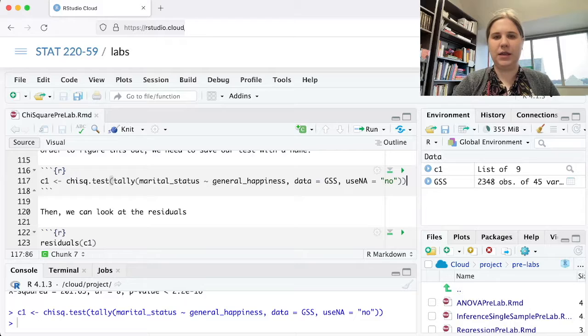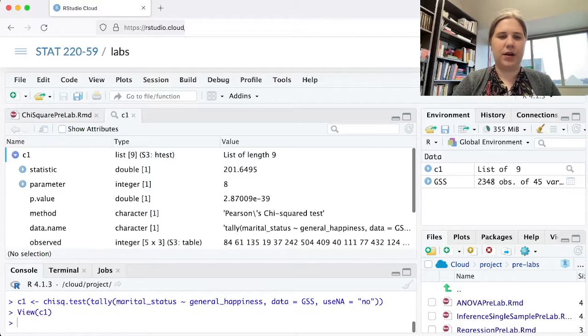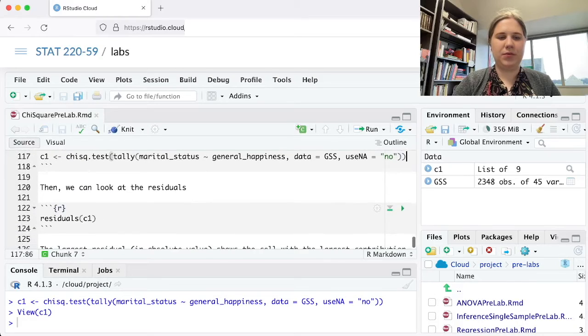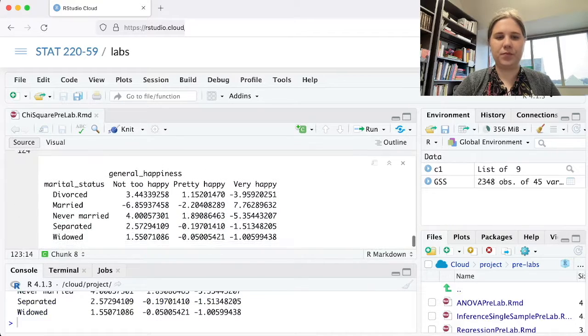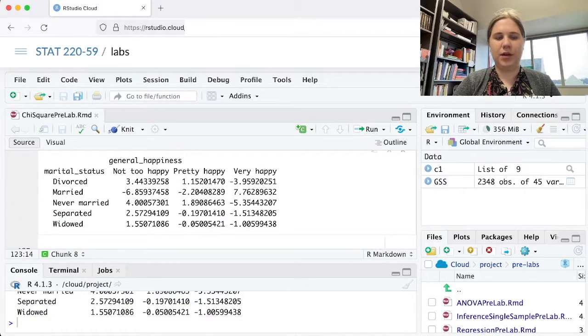And that lets me get at stuff that sort of comes along with that model or that test. You could click on it. I don't think this is very easy to see, so I usually don't do that. But something that you might be interested in is looking at the residuals. So if I click the play button on the residuals, now I get the table of the difference between the observed and the expected. This isn't exactly the contribution, but it will show you which things were the most different.